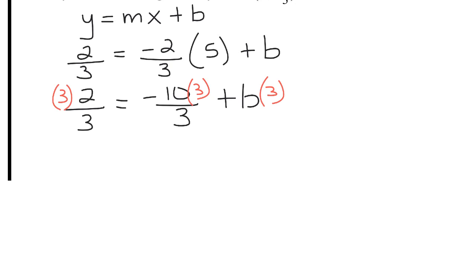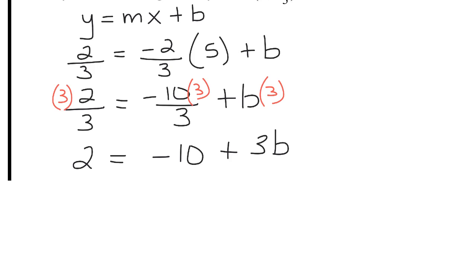So if we start on the left, we have 3 multiplied by 2, which is 6. 6 divided by 3 is 2. We have an equal sign. Then we have -10 multiplied by 3, which is -30. -30 divided by 3 is -10. We have a plus sign. And then 3 multiplied by b is a 3b.